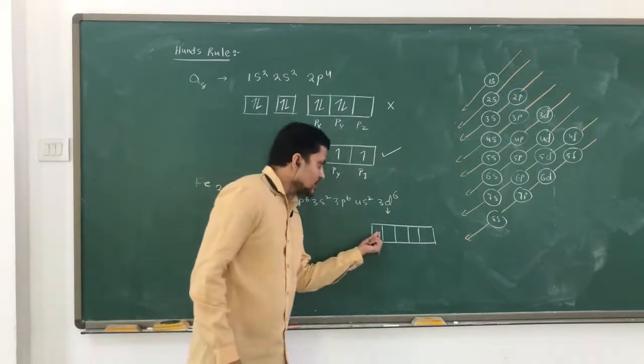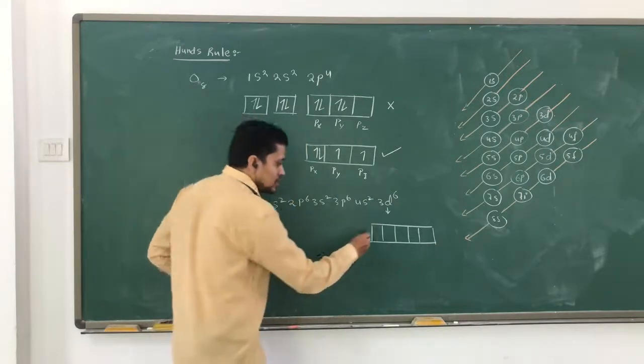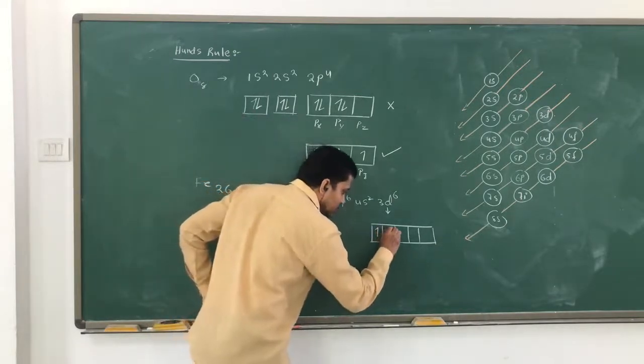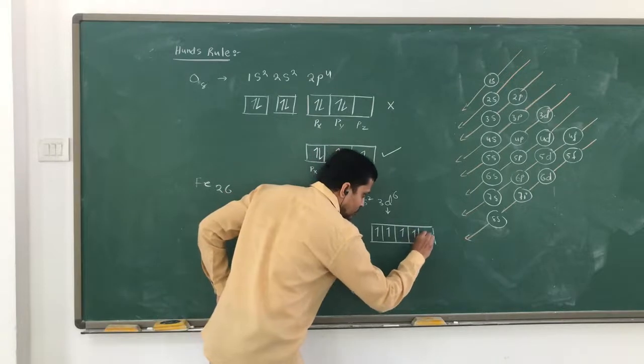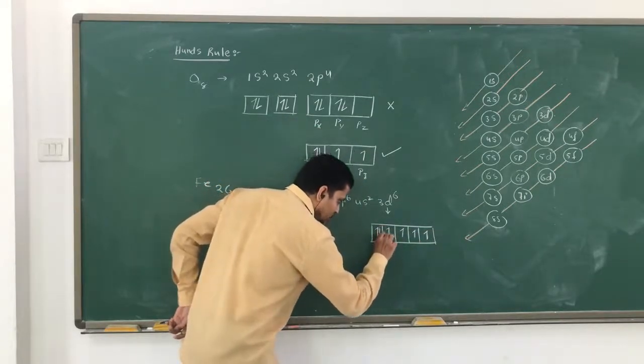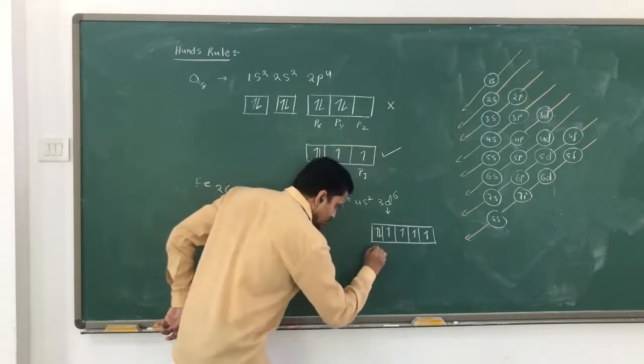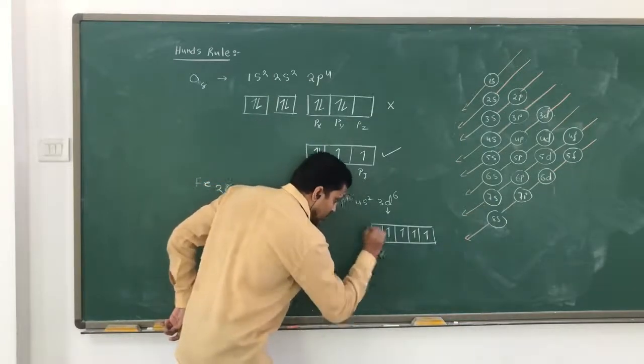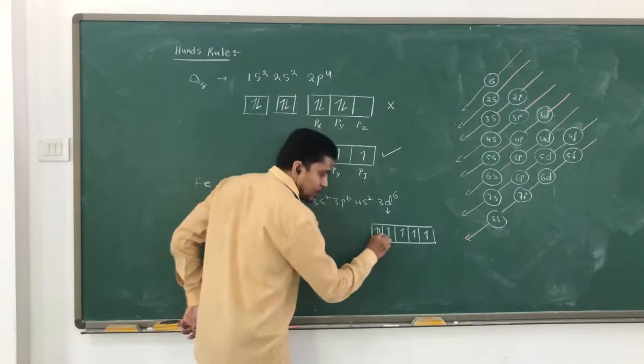Now how are we going to fill them according to Hund's rule? So 6 electrons means 1, 2, 3, 4, 5. This is correct. Then the 6th one is going to enter into the first one, that is dxy. First they are going to enter into this and in the opposite spin.